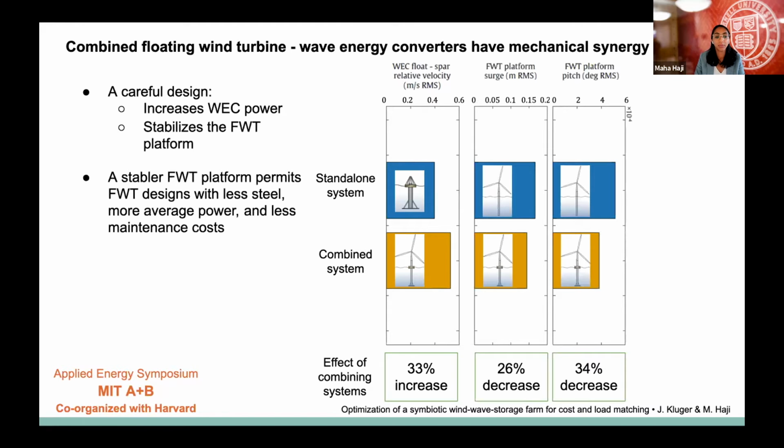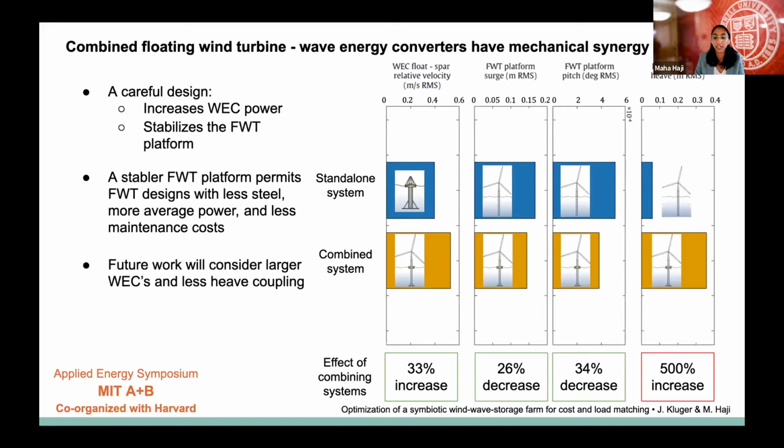We also see that the platform of the combined system has less surge and pitch motion. As mentioned earlier, this is beneficial for the wind turbine power and structural performance. Finally, unfortunately in this system, coupling between the wave energy converter and floating wind turbine increases motion of the floating wind turbine platform. While floating wind turbine platform heave motion isn't as problematic as pitch motion, future work will investigate floating wind turbine and wave energy converter combined configurations that reduce this motion as well.